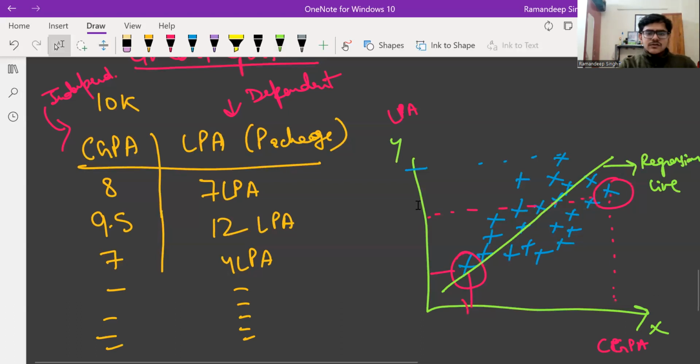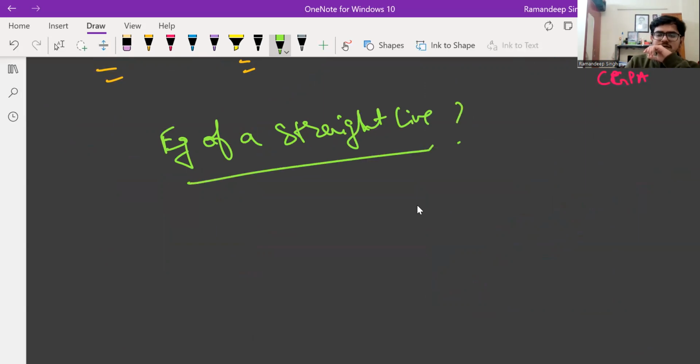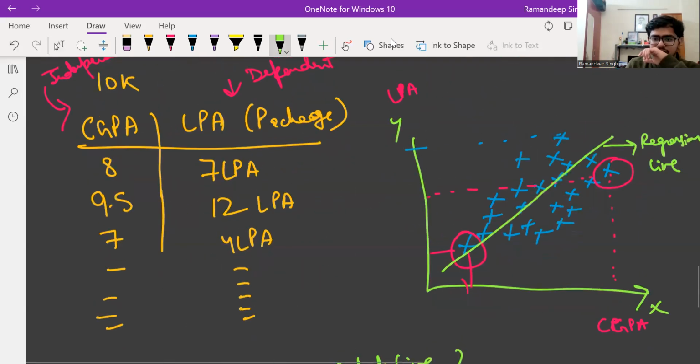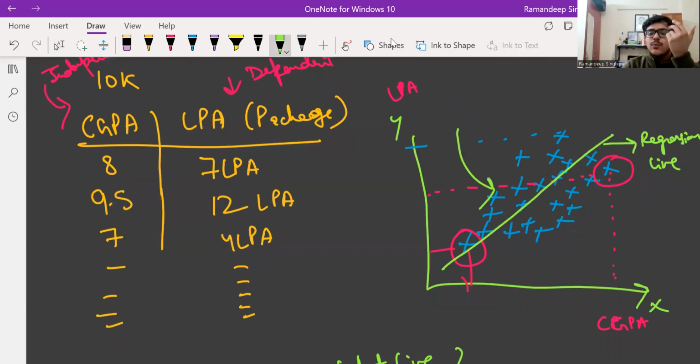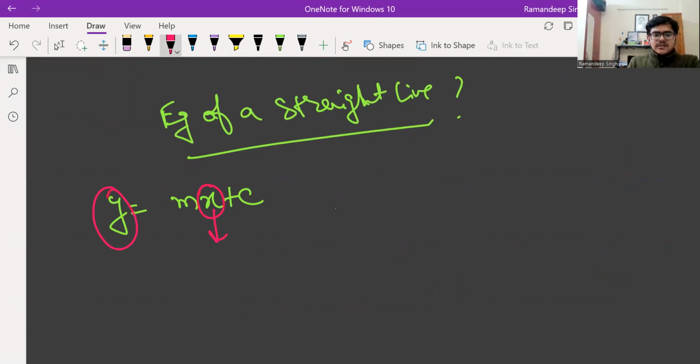Let me ask you, what is the equation of a straight line? I am asking this because we see here this is a straight line and we need to find the equation of it. We will study why we need to find the equation, but first, what is the equation of a straight line? The equation of a straight line is y equals mx plus c. What is this y and what is this x? This x is the independent variable and y is the dependent variable.